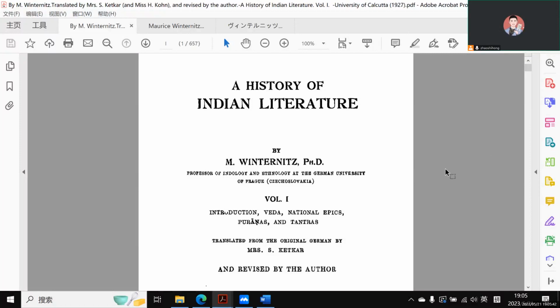Okay, so the main textbook, the very huge textbook we will use in this course, is this one: the English translation of a famous Indologist, Maurice Winternitz's book. We will use it as our textbook.